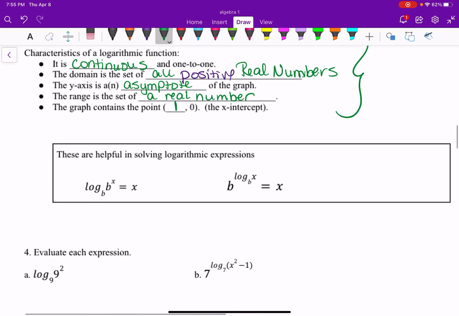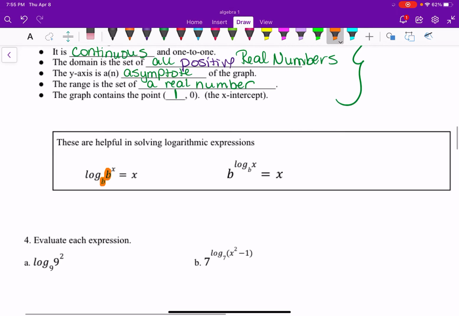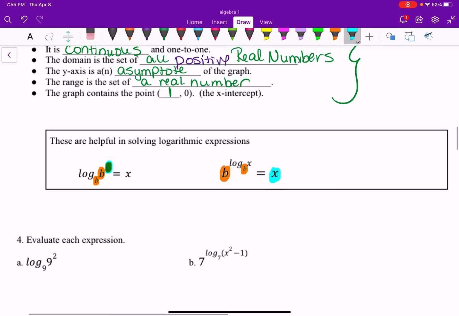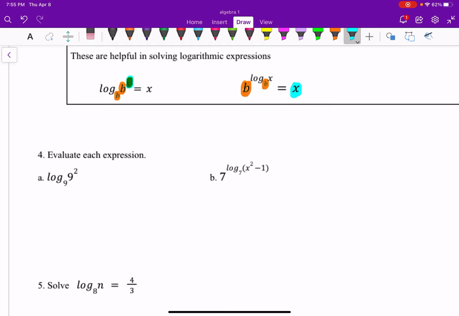All right, now this one is kind of cool. This is going to be really helpful. If you see that your base here and your base here are the same, then you can say whatever the exponent is, that's the answer. Same with this. If this is the same as this, then your answer is going to be this. Okay, and let me show you what I mean. They kind of cancel each other out. So since log base 9 and the base 9 are the same, the answer is 2 here. Since the base and the log are the same, your answer is x squared minus 1.